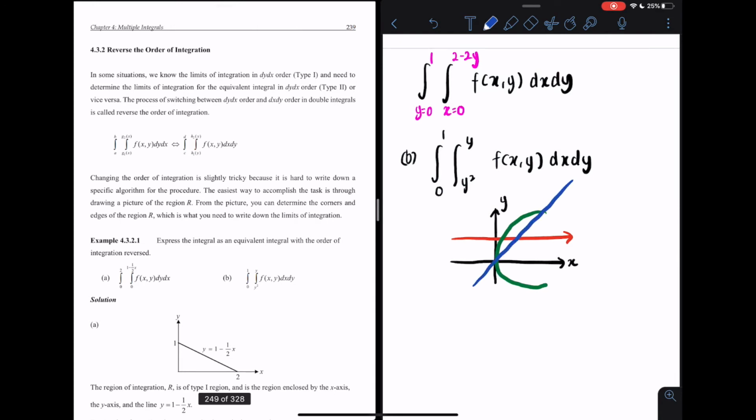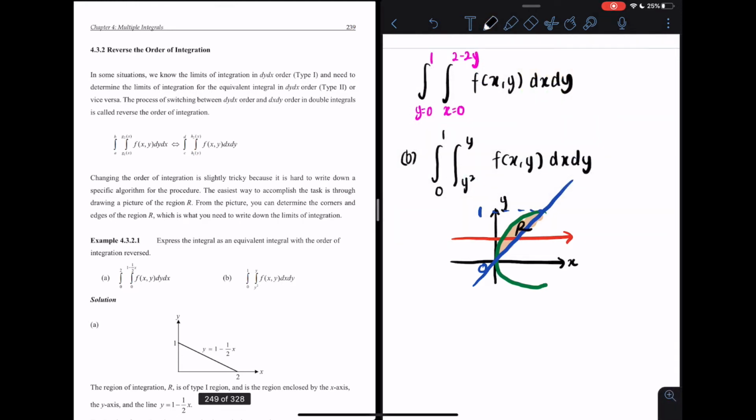Okay, so right after that, you have to remember the lower and upper limits with respect to variable y. So you have to observe along the y-axis. It should start at y is equal to 0, and then it will end at y is equal to 1. So this will be your region R.